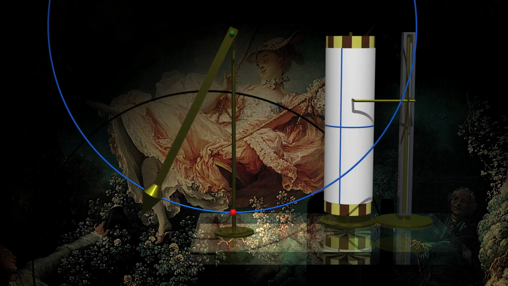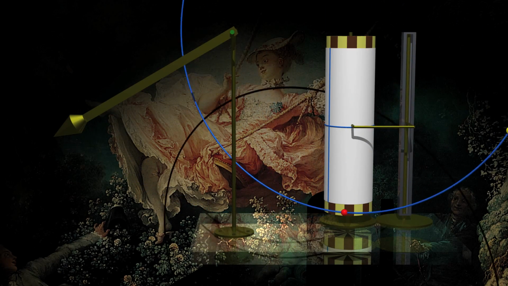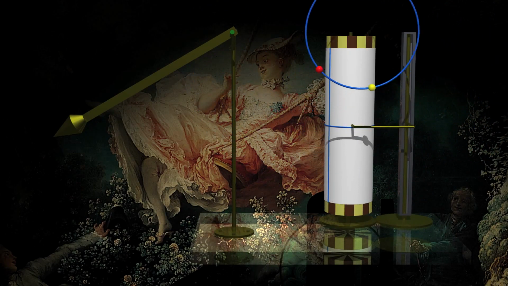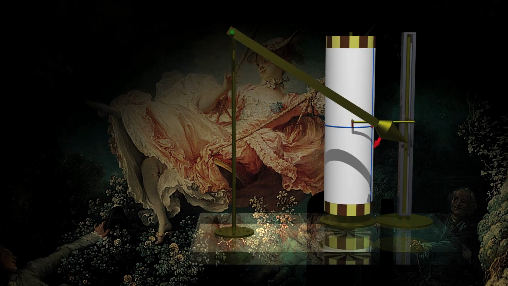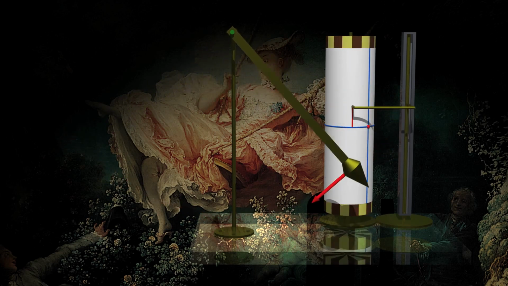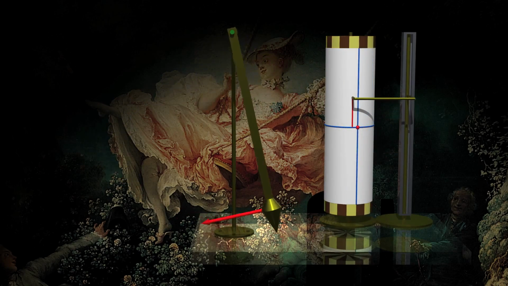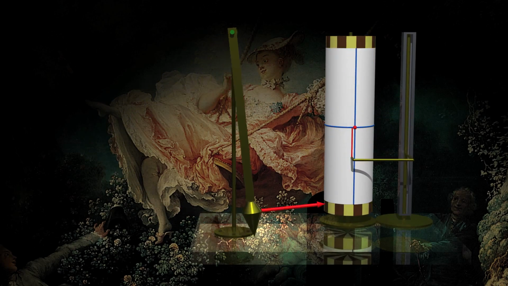Let's place this circle on the cylinder, like so. Every point of the circle represents a position of the pendulum. The red point, for example, is the position at the bottom. Its speed, given by the red vector, is described by a number. The number is positive if it rotates in one direction, and negative if it rotates in the other.